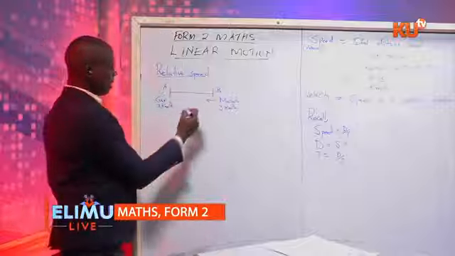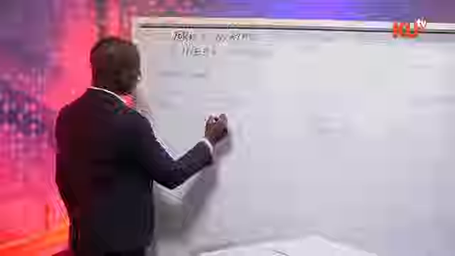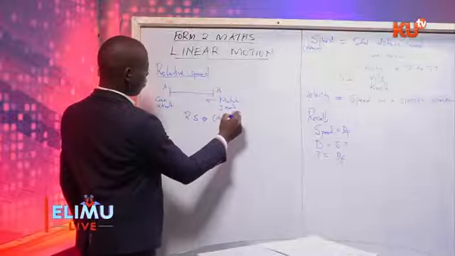In this case, relative speed is the sum of the speeds, x plus y kilometers per hour.